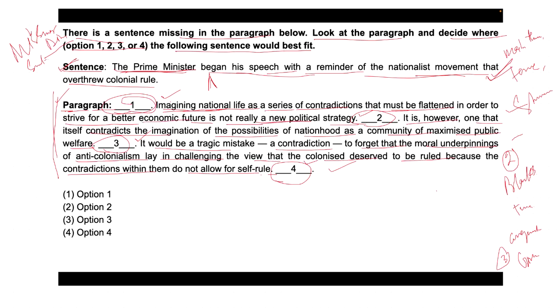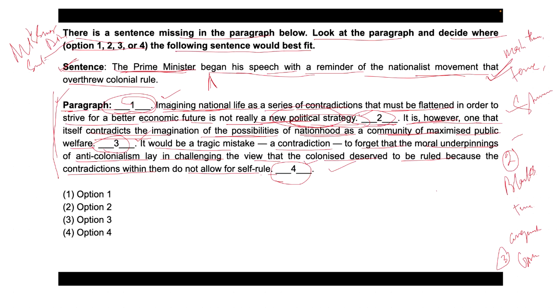So what we can find out here is that it introduces a concept about political strategy, isn't it? So political strategy, and you also find out the contradiction in striving for better economic future, isn't it? Whereas if you look at blank two, after that it is stated, it is, however, one that itself contradicts the imagination of the possibility of nationhood as a community of maximized public welfare. Now, this one continues with the idea of contradiction and how it relates to nationhood and public welfare.